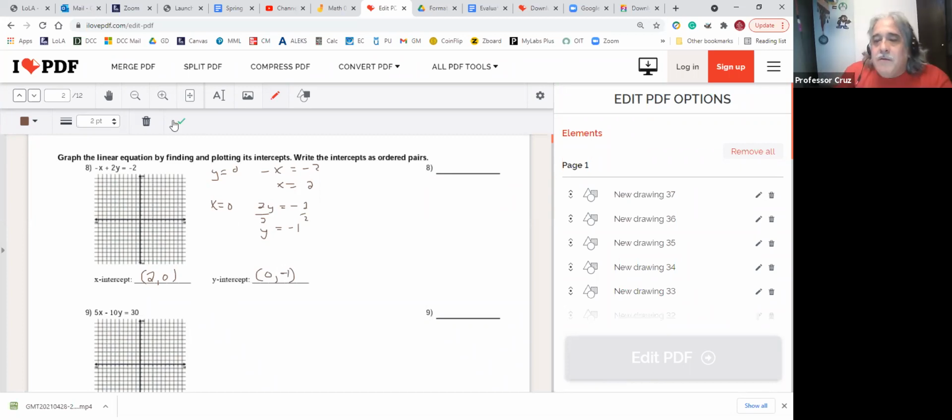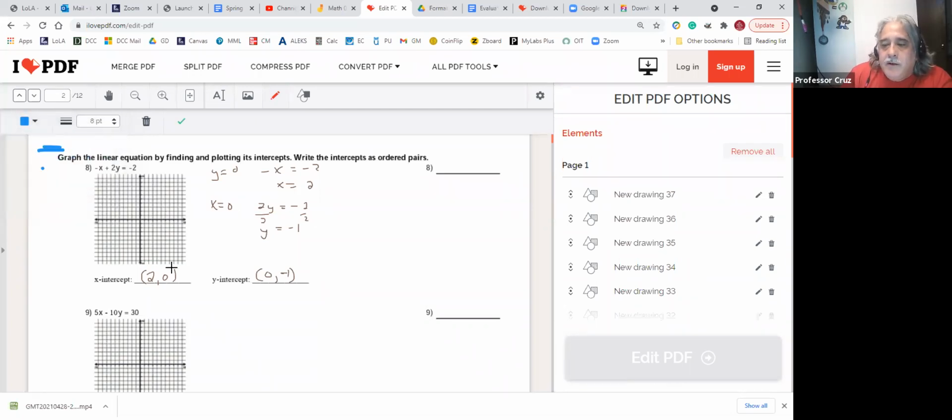Let's graph with that. Oops, I didn't want to do that. I want to make the other things big. One day we'll figure out why it does that.